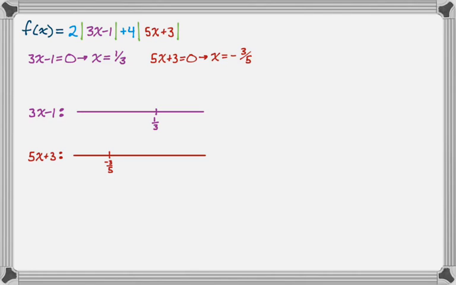So now we're going to test regions for each of these. So 3x minus 1, take something less than 1/3, like negative a billion, definitely gives you negatives across the board. Take something like positive a billion and plug it in, you definitely get positives. Now we can go to the other sign chart. If we take something less than negative 3/5 and plug it into 5x plus 3, so negative a billion again would give me very negative, and then positive a billion, if I plug it in, would give me very positive.